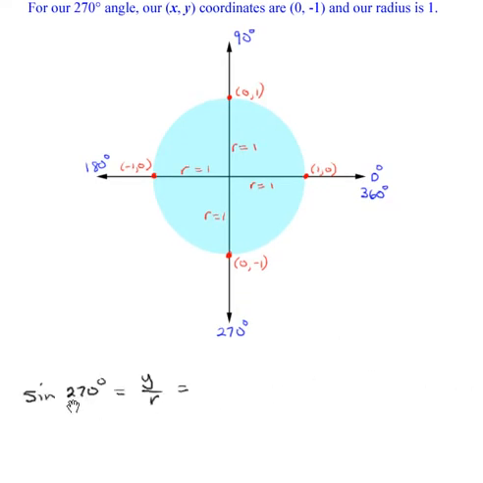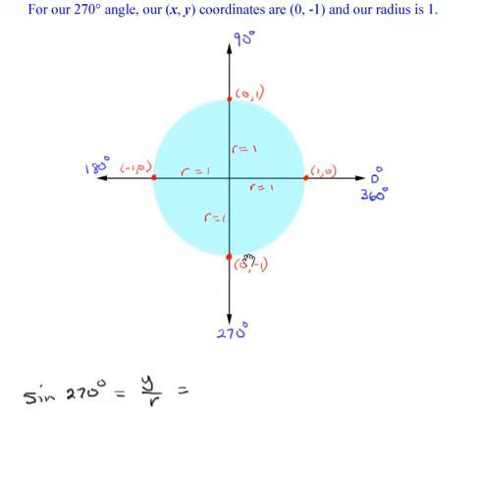So let's take a look at the sine of 270. Sine was defined as the y value over the radius. For 270, the y value is -1 and the radius is +1. So we'll start with -1 over +1, and then reduce and simplify that as far as possible. -1 over +1 is -1.